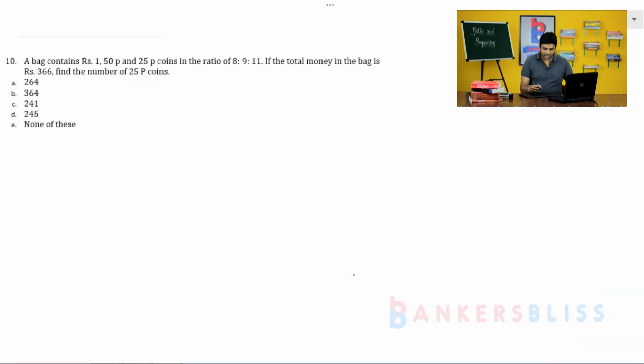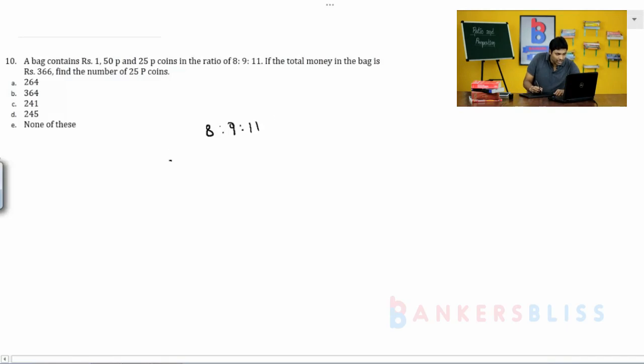You have to convert the paisa into rupees. Okay. So, 8:9:11 can be treated as 8x, 9x, 11x. So, 8x represents 1 rupee, 9x represents 50 paisa, next 11x represents 25 paisa. So, this 50 paisa has to be converted into rupee, therefore, divide by 2.